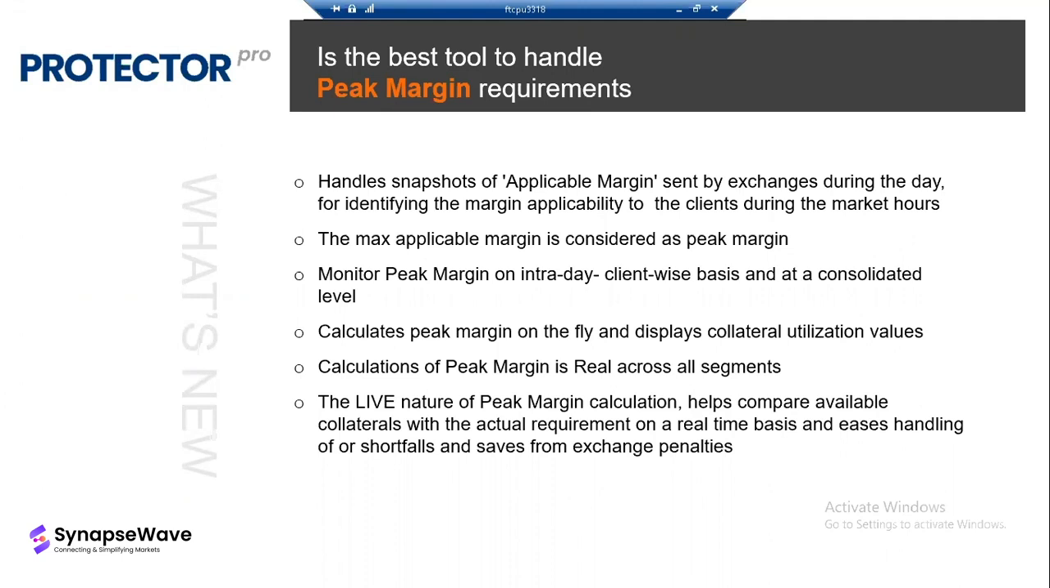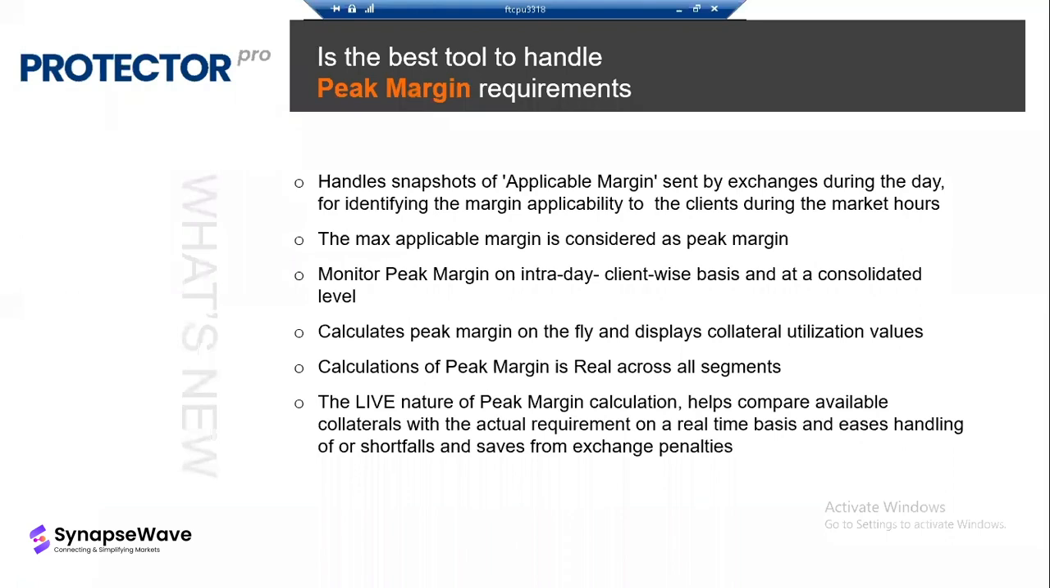In that case, it becomes very easy to control, where you know if any shortfall is generated or any other requirement is there, or whether we can still have additional positions. Max applicable margin is considered as the peak margin. This max applicable margin is where our system itself calculates the margins and shows the peak. And the peak margin can also be taken from the file. So both have been provided, whichever way you want to go ahead.